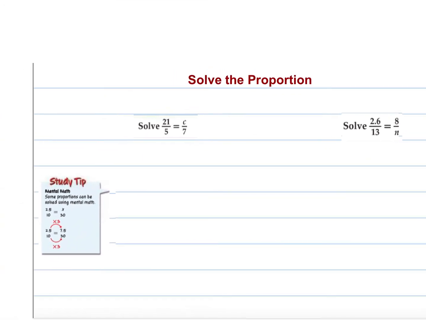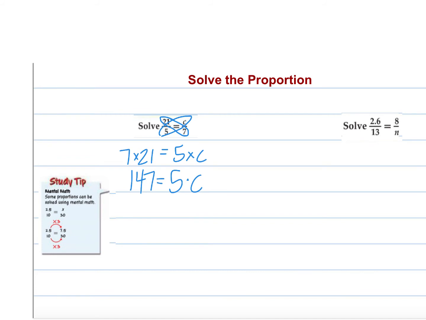Okay. This one I don't see any of that. So what we would do, we're going to use our cross products. We're going to multiply the sides that we have. So 7 times 21. Multiply the other side. 5 times C. So now let's solve the side with the two numbers that we have. 7 times 21, which is 147, equals 5 times C. I'm going to use C just so it doesn't get confused with an X.